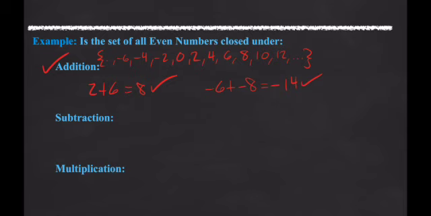Okay? Subtraction. Let's say we chose 6 minus 4. 6 minus 4 is 2. 2 is even. That works. Let's say we did 14 minus 12. That is also 2. That works. Let's say we did negative 6 minus 4. Negative 6 minus 4 is negative 10. Negative 10 is even. So is the set of even numbers closed under subtraction? Well, yeah, it is. If you take any even number and subtract, you will always end up with another even number.